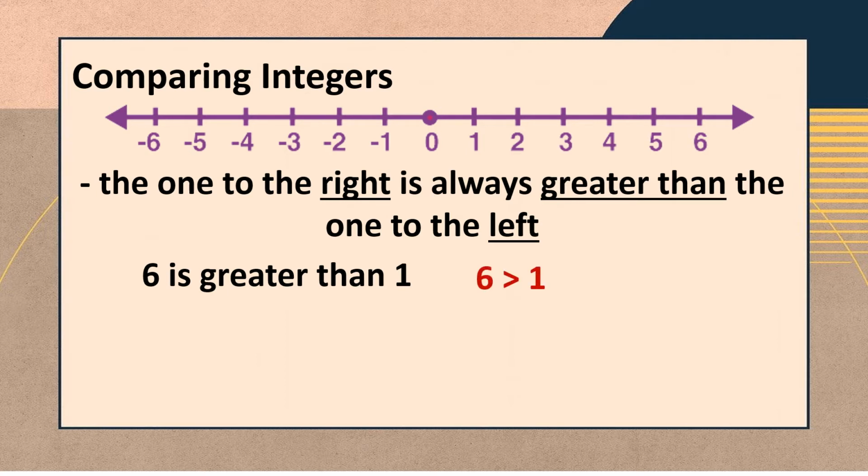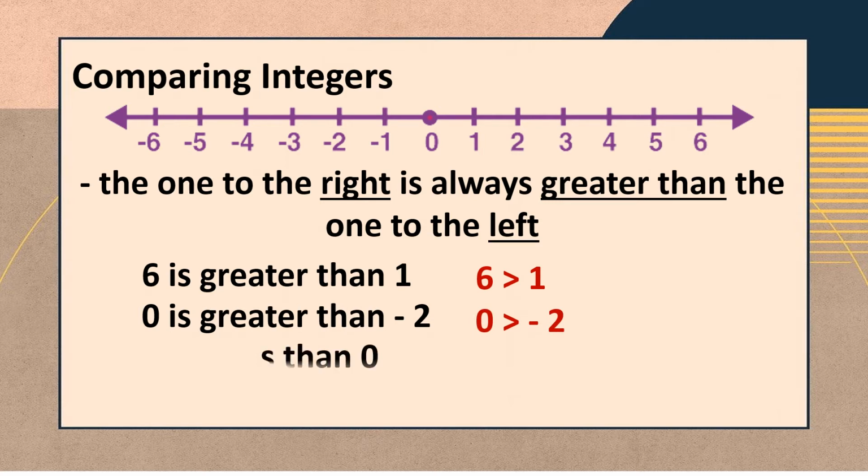Next, we have 0 is greater than negative 2. Of course, 0 is on the right side and negative 2 is on its left side. So we have 0 is greater than negative 2. Next, we have negative 1 is less than 0. So 0 is on the right side. That's why negative 1 is less than 0.